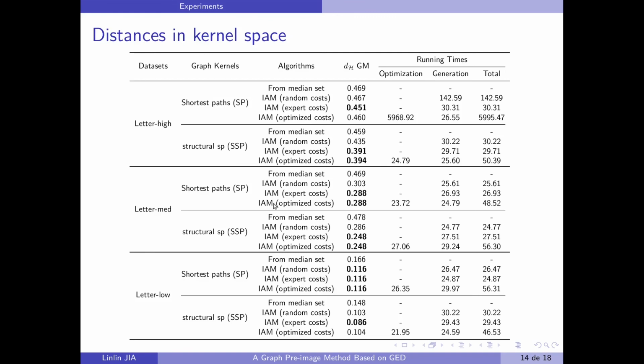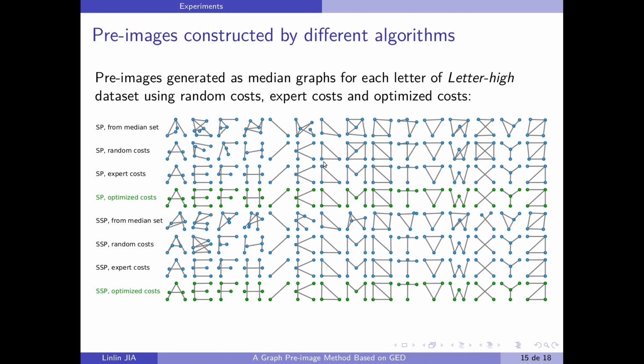This table shows the distance in kernel spaces. We compare our method with 3 others, and the best performance is marked with a bold font. We can see that our method achieved one of the best performances in most cases, which is competitive with the expert costs. Here we show the pre-image generated by each method for the Letter high dataset. Our method is marked with a green color. We can see that our method is the most legible among all the methods.